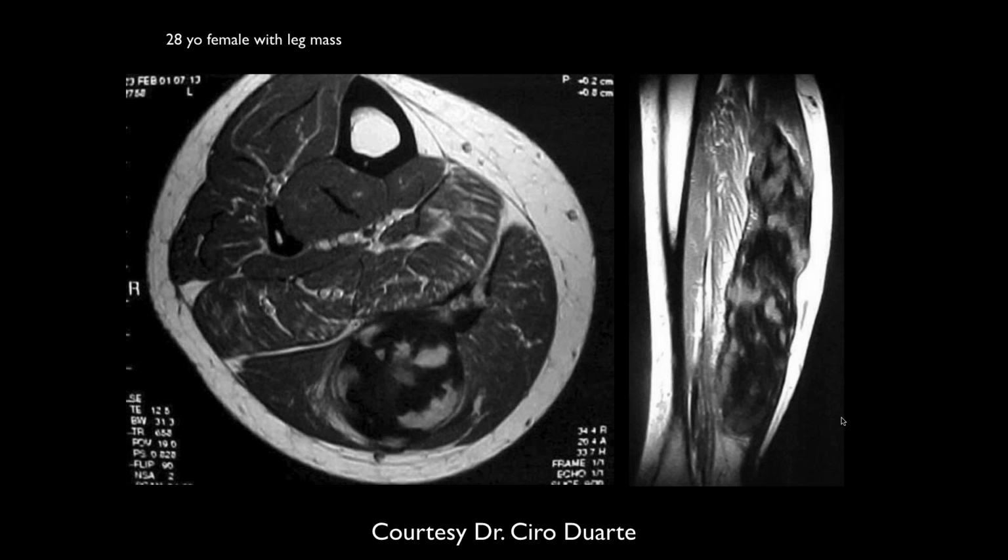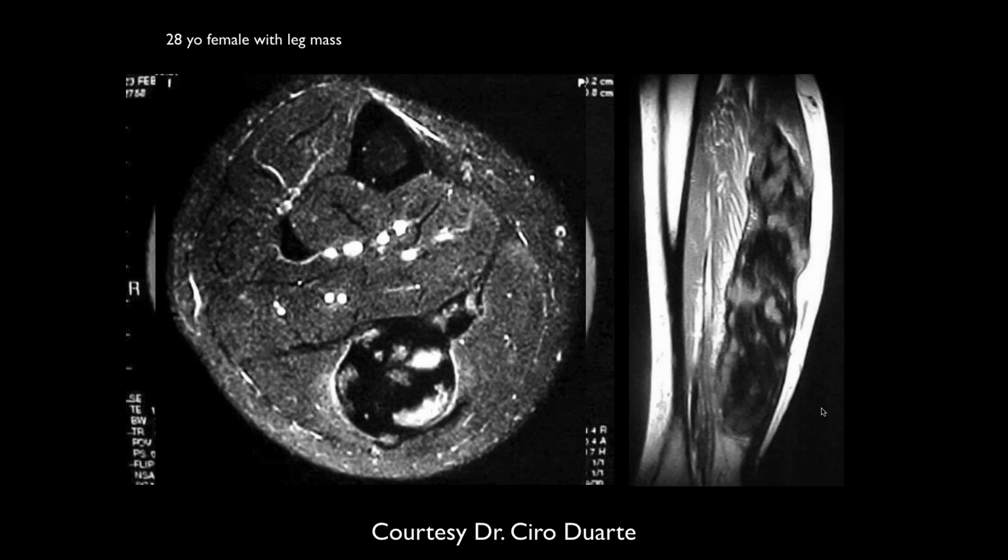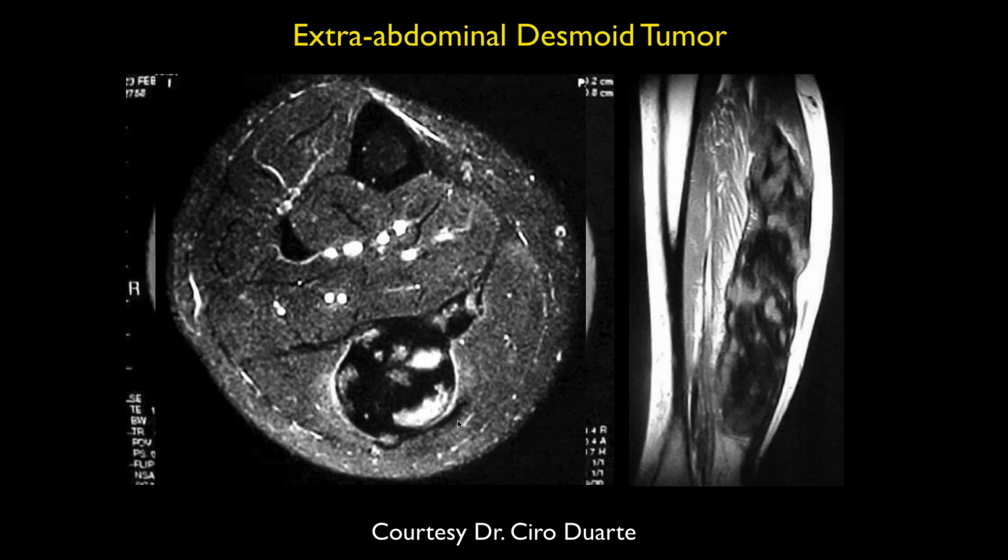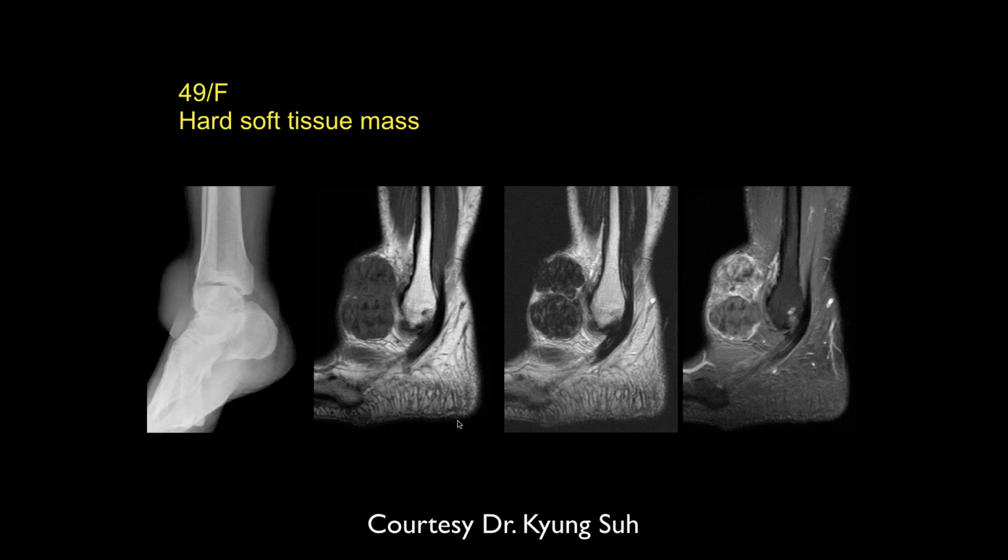Now, this lesion is very large. There's not a history of trauma. There's a little bit of edema around it on the STIR images. This was an extra-abdominal desmoid tumor, and this turned out to be benign. But in a lesion this large, I would be very concerned for malignancy, even though it's peripheral. If this were more central, I'd be really worried about it. But peripheral, I'd still be worried about it. But this turned out to be a benign desmoid tumor. Okay.